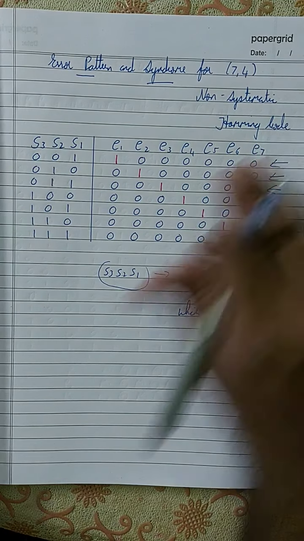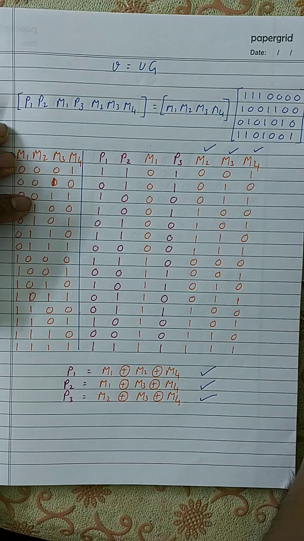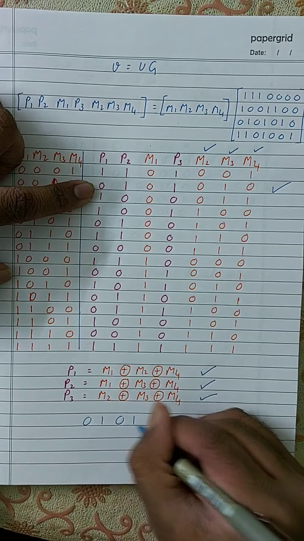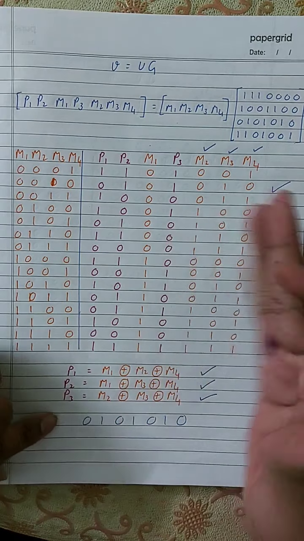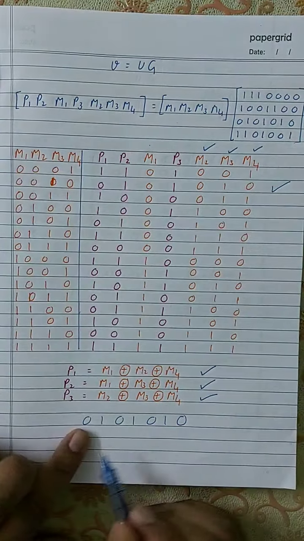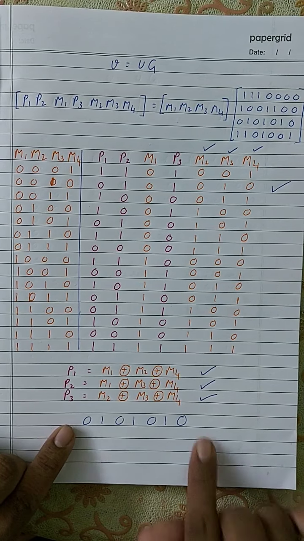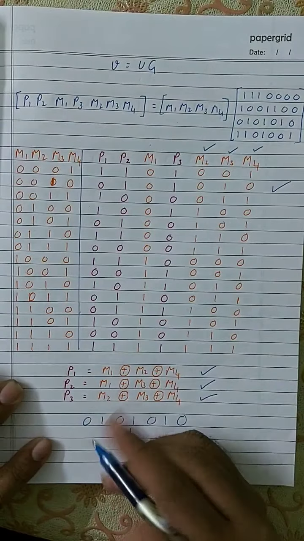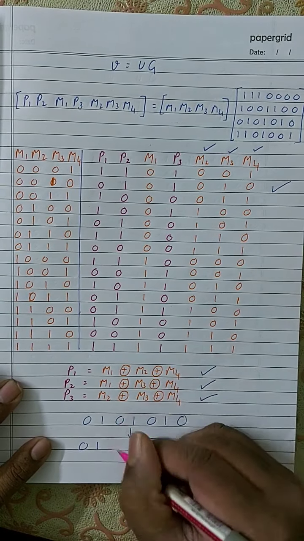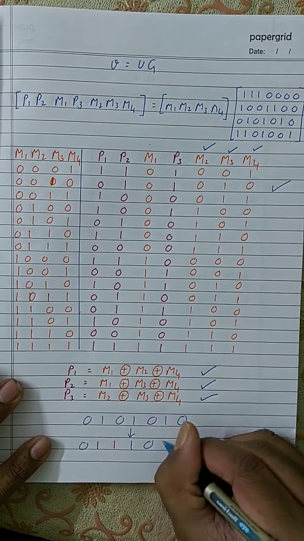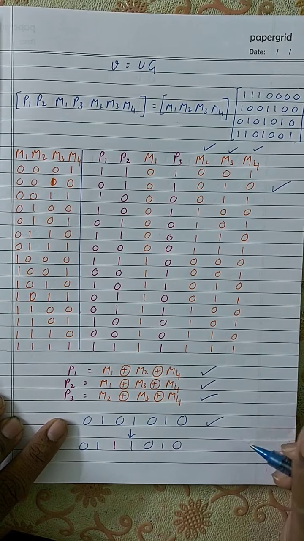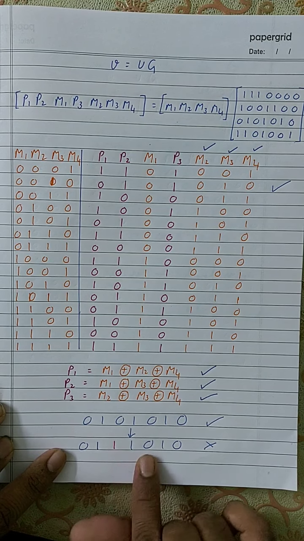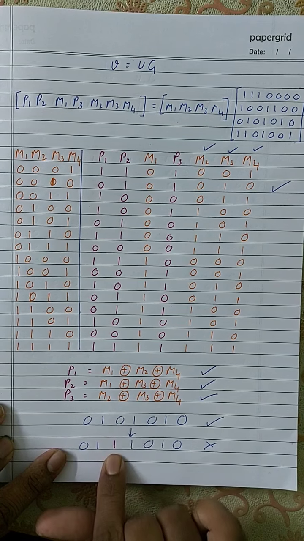Let me take an example. Let me take this one: 0101010. If the transmitter transmits this code word and the receiver makes a mistake, then instead of receiving this, the receiver accidentally receives 0111010. So the transmitter transmitted the correct code word, but the receiver received the wrong code word. And we know from looking here that the third bit is in error.